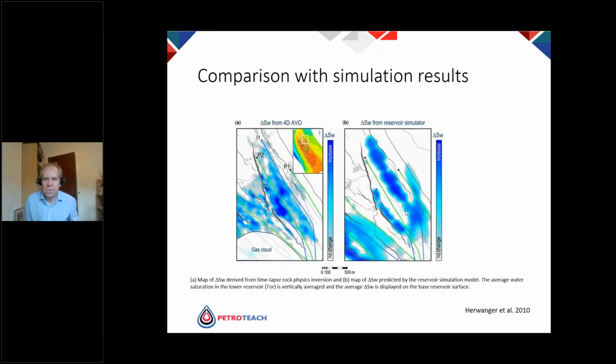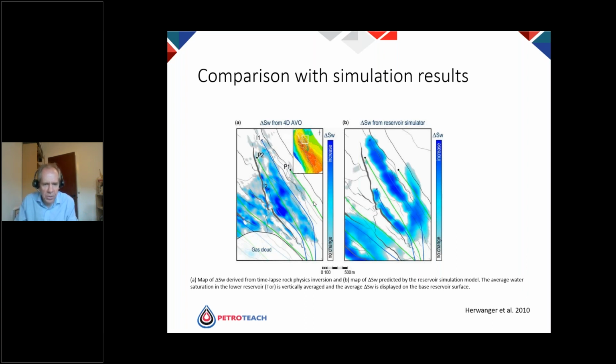Cutting to the chase with this story, they found that from the inversion output, the saturation changes were different from the engineering prediction. The engineers were predicting one saturation that looked like this. What the geophysicists found was something different. So we can change the way we're going to produce our field based on the inversion result. We can update the geological model so that the reservoir simulation fits what's actually going on in the reservoir.